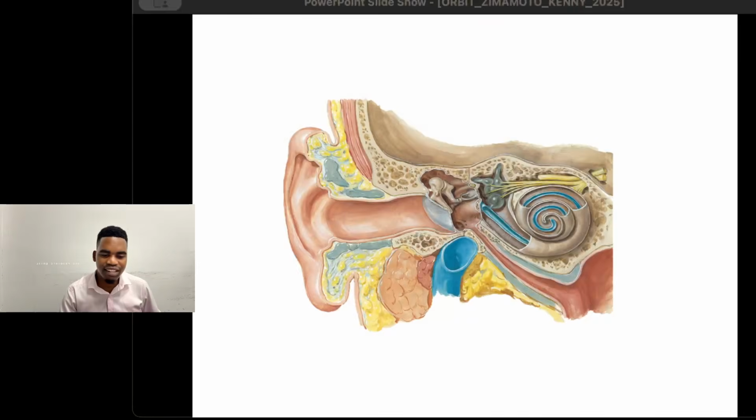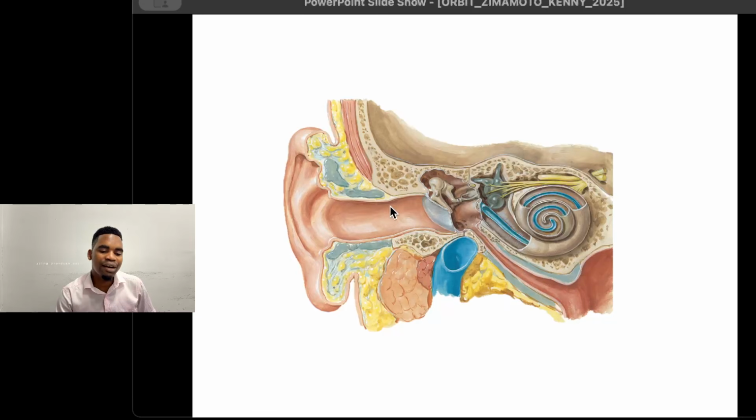And what do we have today? This is what we have today, and that is the ear. So the ear is divided into three main parts. You have the outer ear, the middle ear, and the inner ear. The outer ear is separated from the middle ear by the eardrum, which is also called the tympanic membrane.